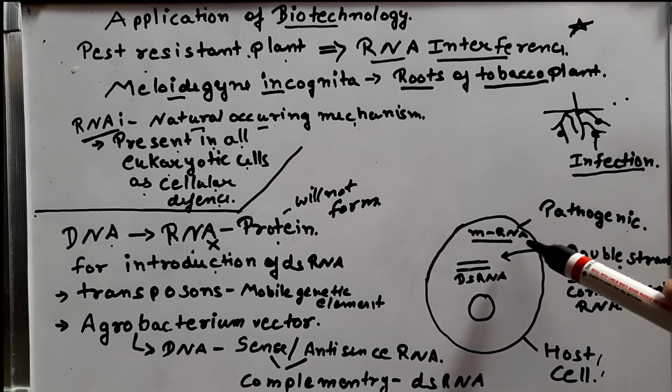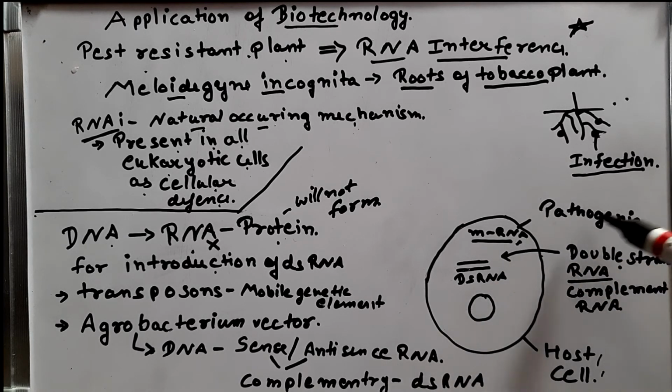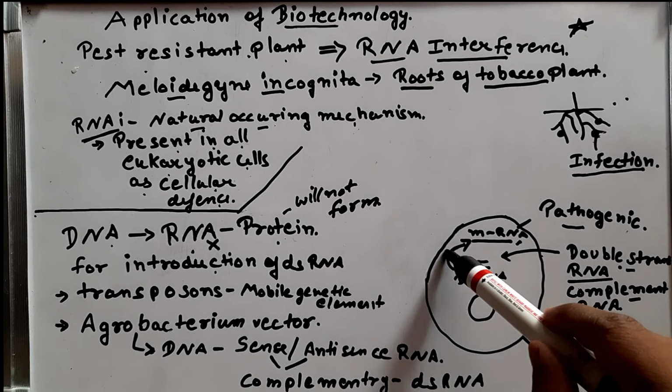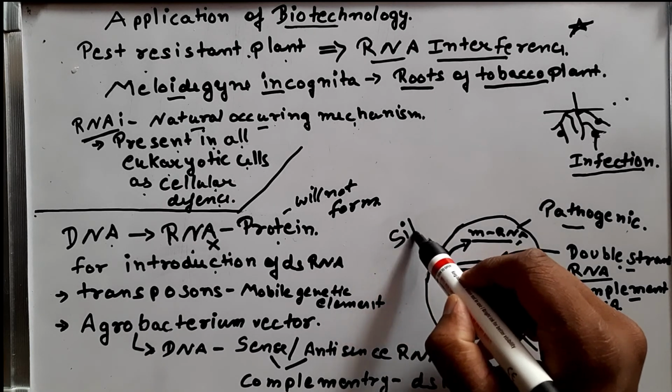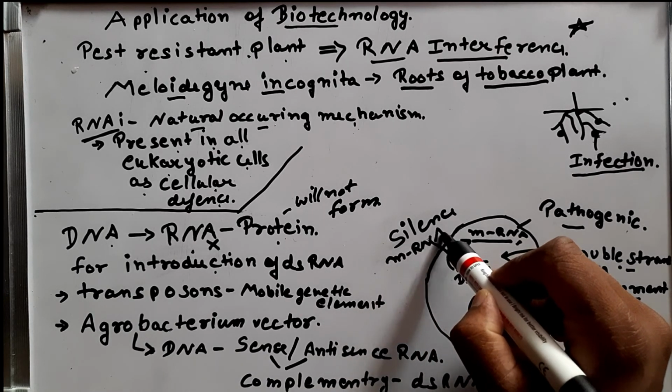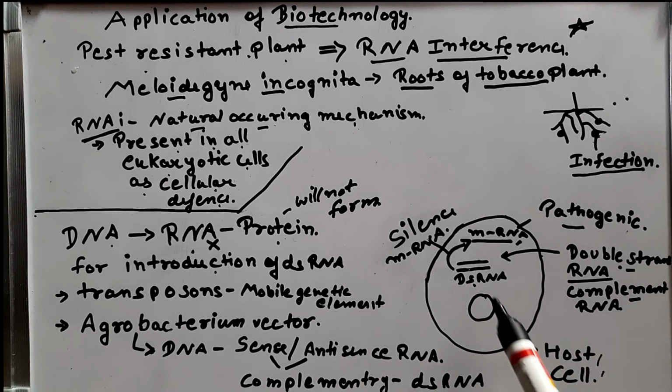Here it is a host cell. This is a pathogenic mRNA, which causes infection in the cell. Now a double-stranded RNA, or say complementary RNA, is introduced inside the cell. This double-stranded RNA silences the mRNA. So this is the technique of RNA interference, where a double-stranded RNA which contains both sense and antisense of the mRNA molecule silences the original mRNA molecule, which is responsible for the infection.